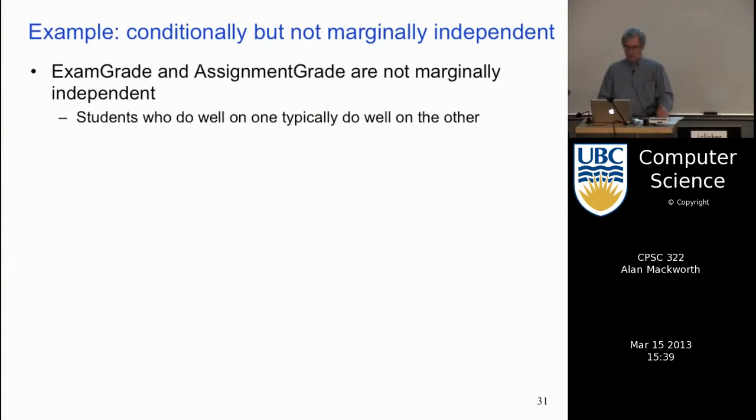Here's one that might hit close to home. So consider a student in a random course like 322. You've got exam grades and assignment grades. If I tell you a student's assignment grade, we'd hope that the assignment grade and the exam grade are correlated, that the higher the assignment grade, the higher the exam grade. So it does tell you something. Do well on one, you'll typically do well on the other, unless something strange is going on.